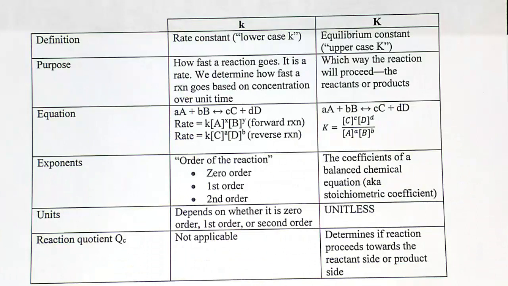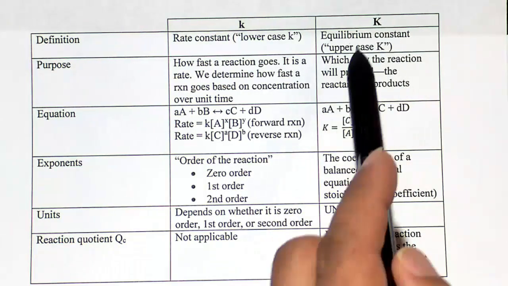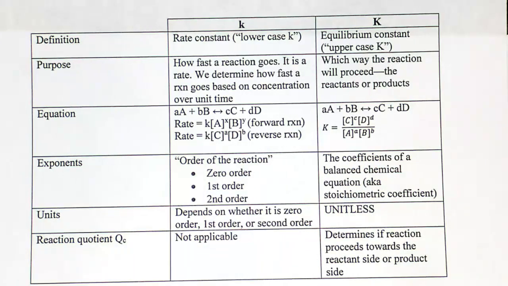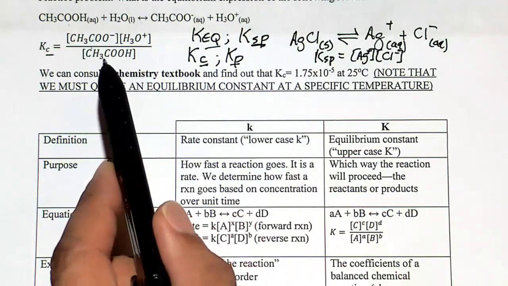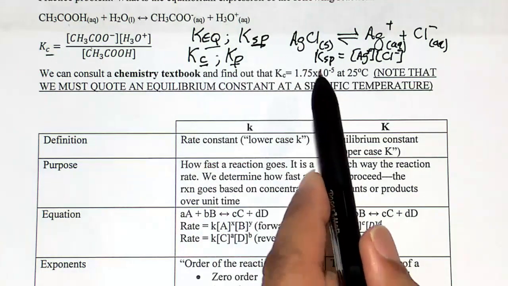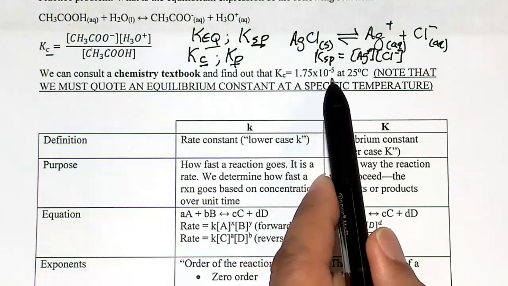So just a brief comparison of rate constant k versus equilibrium constant big K. First of all, these are both quoted at specific temperatures. We look this up, particularly the equilibrium constant. There are tables that will give you the equilibrium constant for a particular reaction at a particular temperature. For example, the equilibrium constant for the dissociation of acetic acid to acetate and hydronium ion is quoted at 25 degrees, and that value is 1.75 times 10 to the minus 5.